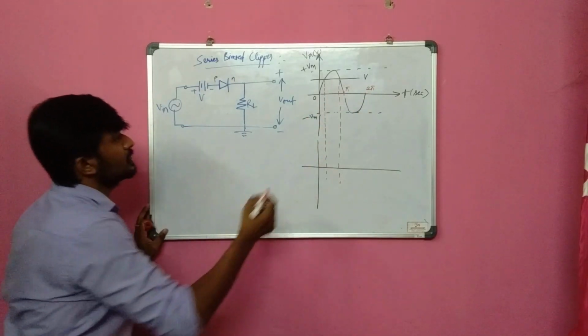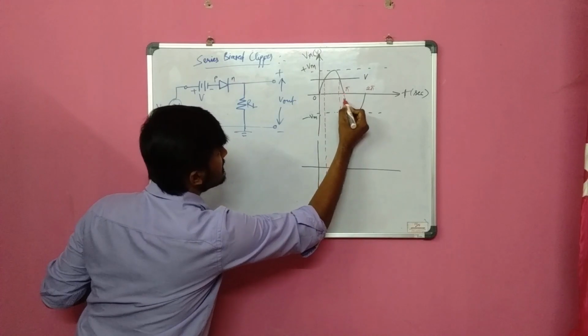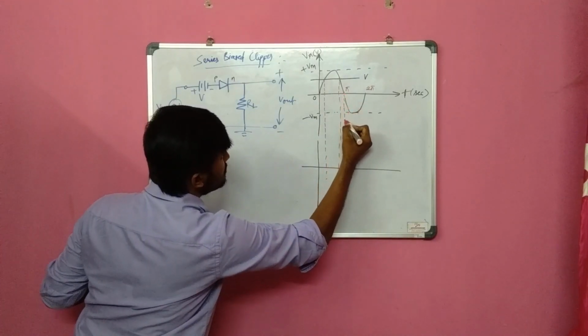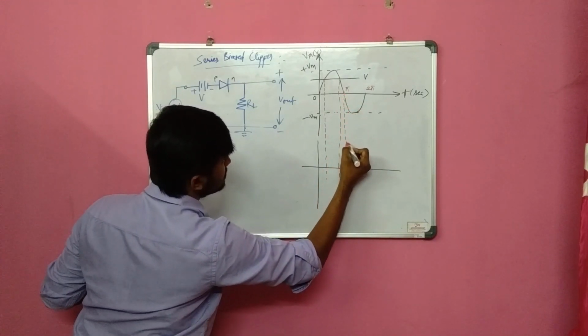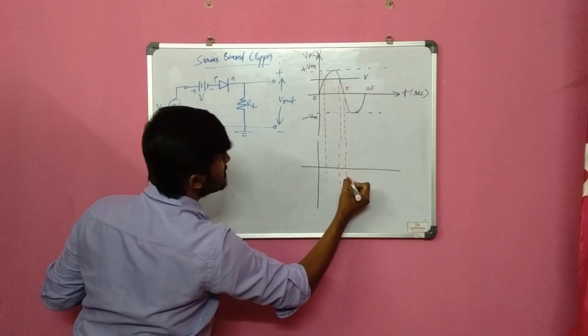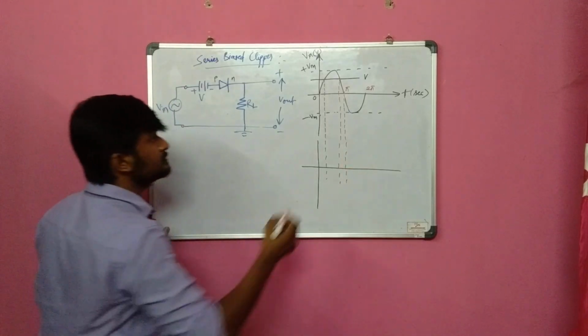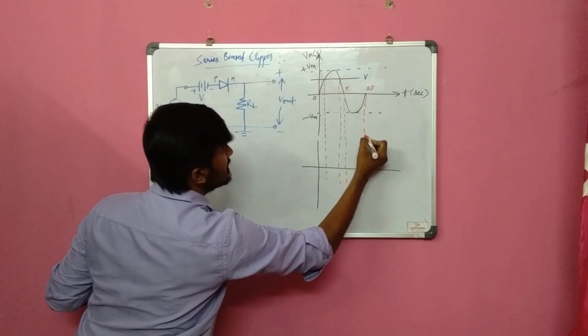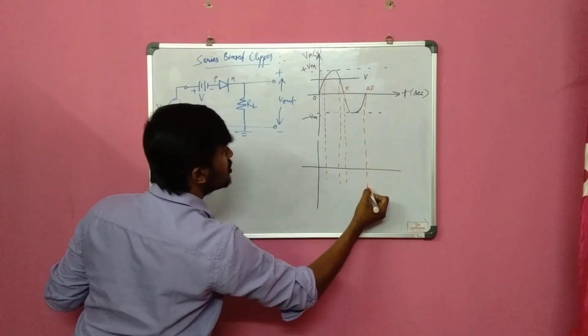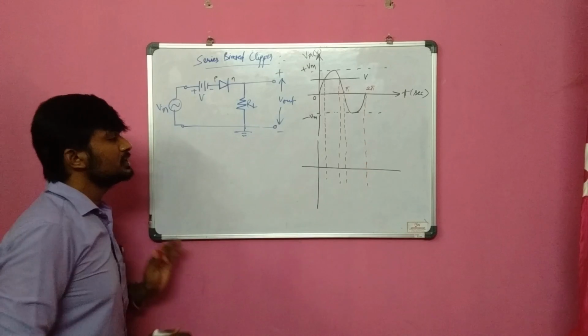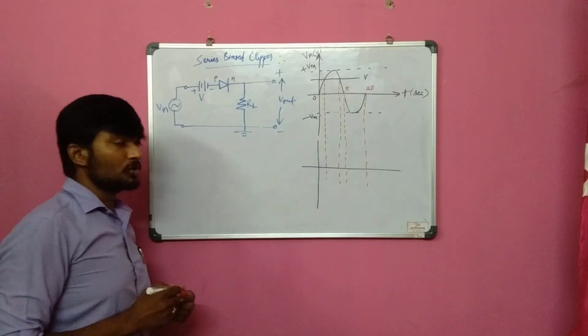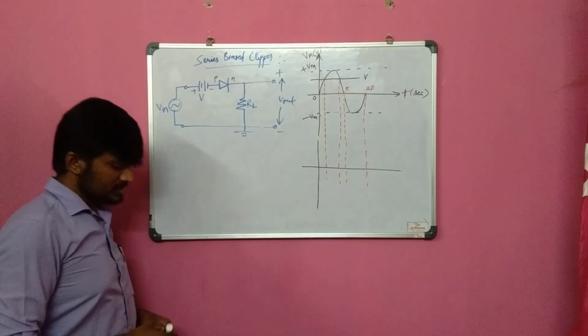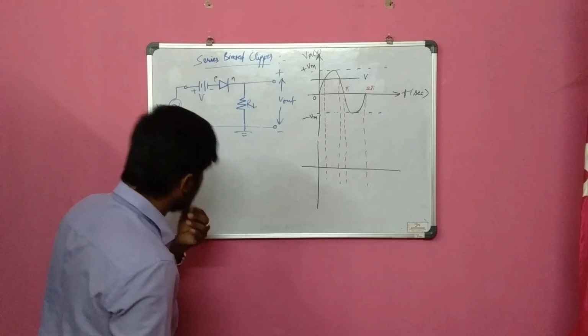So here I will draw one more projection, at the starting position of the negative half cycle. At the ending position of the negative half cycle, I am drawing one more projection. So totally how many projections? Totally 1, 2, 3 and 4 projections I am drawing. Okay, so let's analyze the circuit.